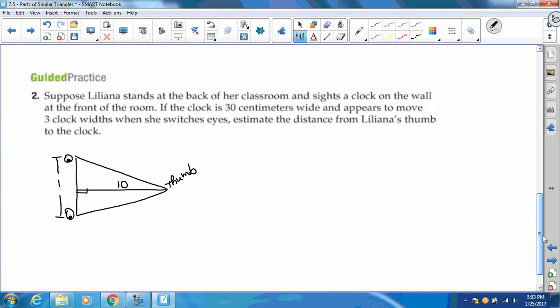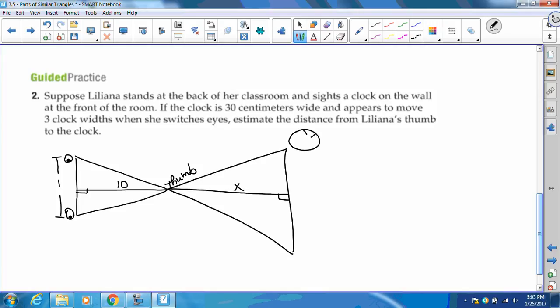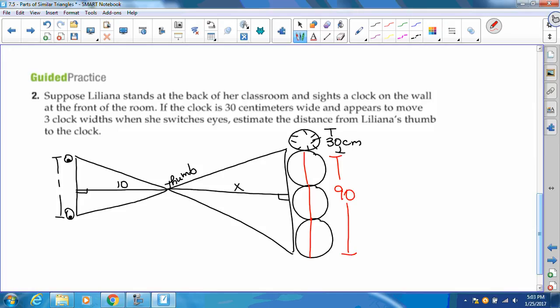Okay, so now we're going to talk about clocks on this one. This is the distance we're trying to figure out. What's the distance from her thumb to the clock? So we have a clock, right? And we're saying that the clock width is 30 centimeters. And then they're saying, well, it jumped 3 clocks. 1, 2, 3. So 30 plus 30 plus 30, that would be a distance of 90 centimeters.